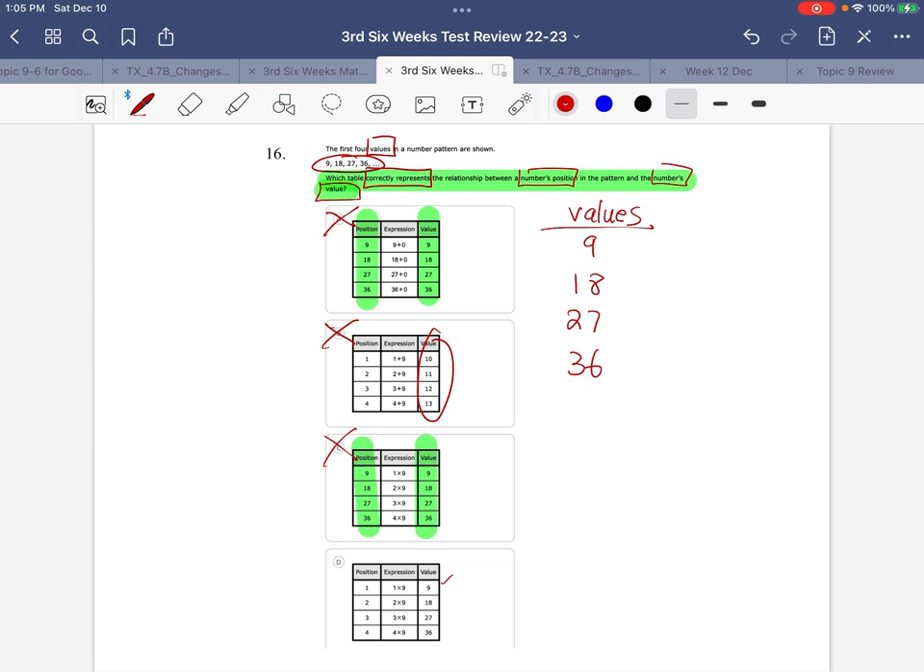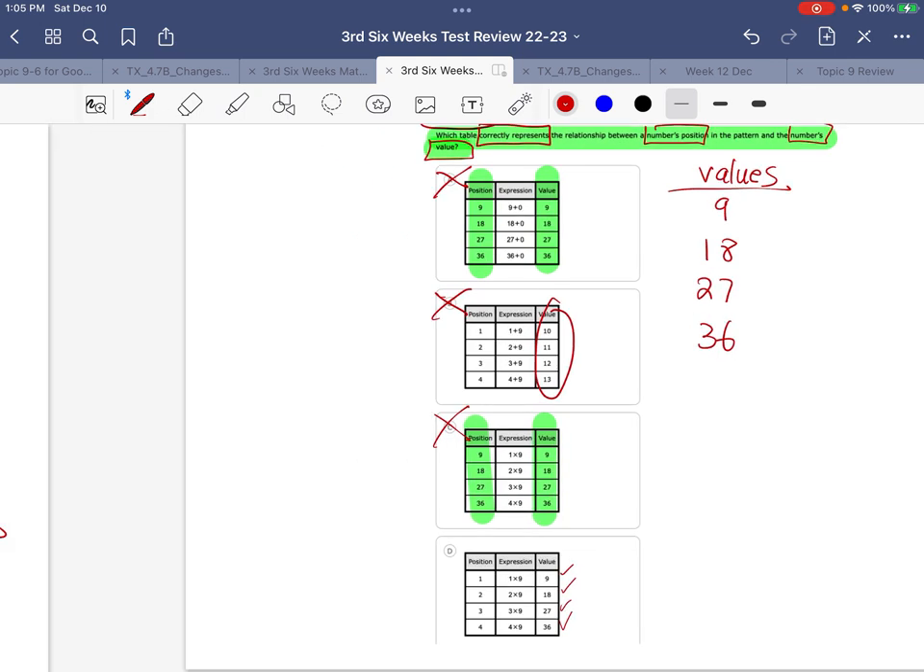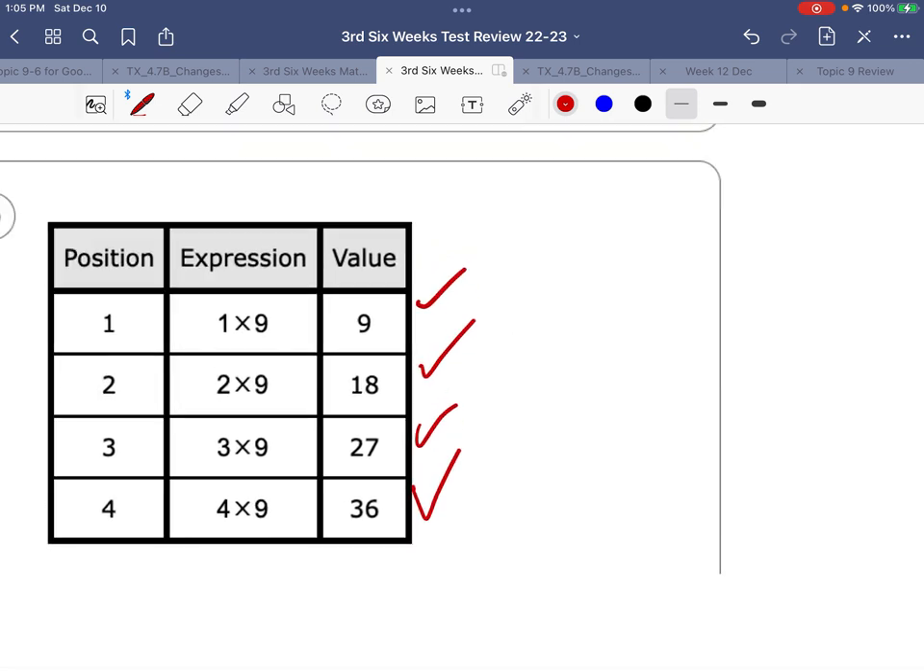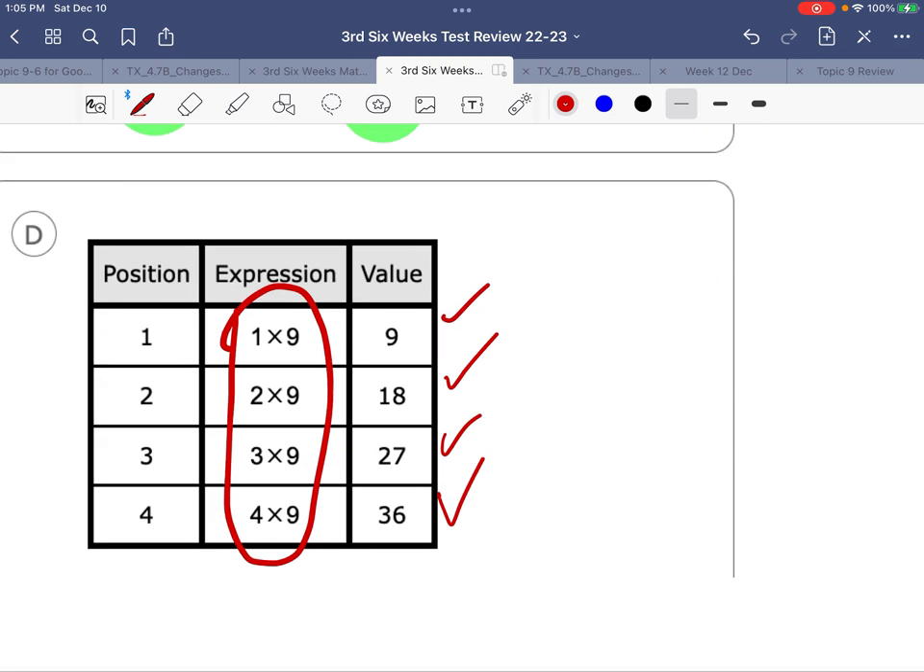So it has 9, 18, 27, 36. If I use the rule, so this is my rule is times 9. If I use my rule, does it work? 1 times 9 is 9. 2 times 9 is 18. 3 times 9 is 27. 4 times 9 is 36. That works out perfectly. So my answer is D. Okay, always check to see if the rule works with everything before you make it your answer. And always look at your positions and your values.